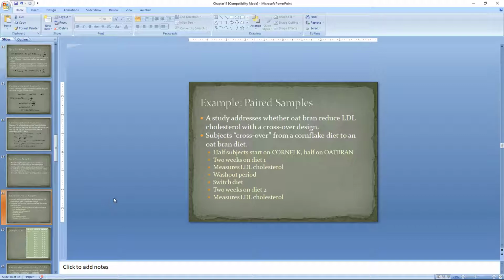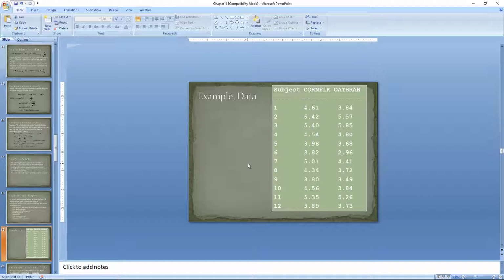Two weeks on diet 1, they measured their LDL cholesterol. They have a washout period. Then they're going to switch the diets. Two weeks into the second diet, they measured the LDL cholesterol. So here's our example data where we have subjects 1 through 12, and what their LDL cholesterol was on the cornflake diet, and then what their cholesterol was on the oat bran diet.